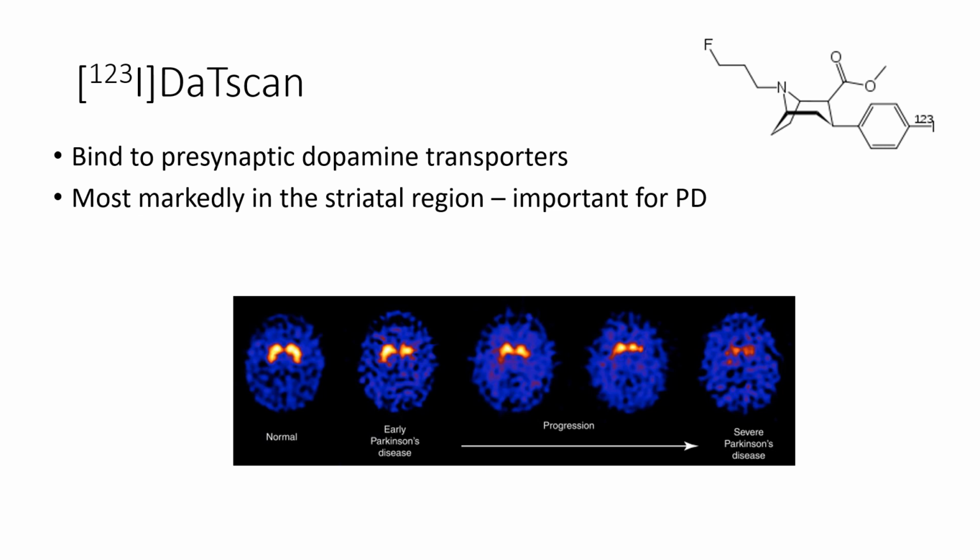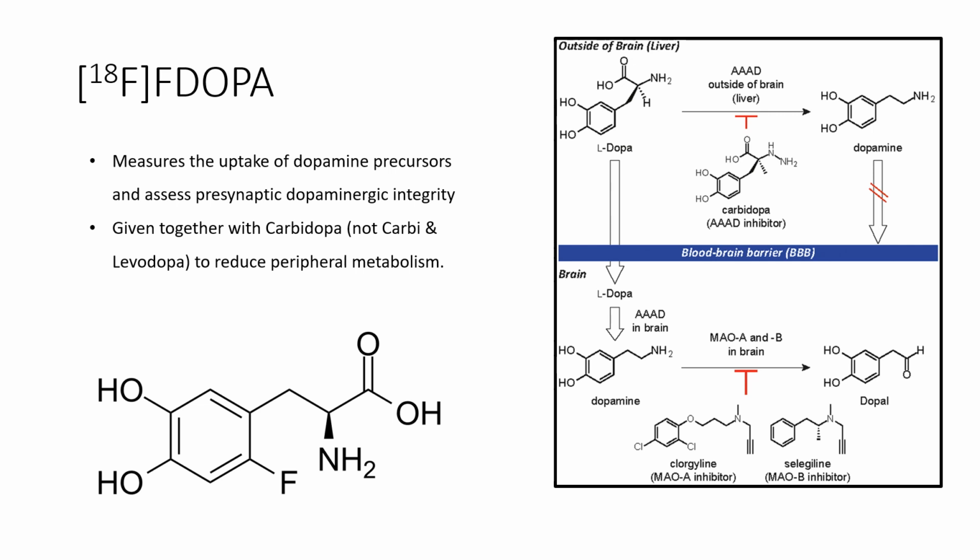And you can see here that with disease progression, the striatum becomes less active. Okay. And then fluorodopa is just a dopamine molecule that also has a fluorine 18 group for imaging, and it's relatively widely available. It measures the uptake of dopamine precursors and presynaptic dopaminergic integrity. So it's important because it follows the same metabolism as dopamine in the body.